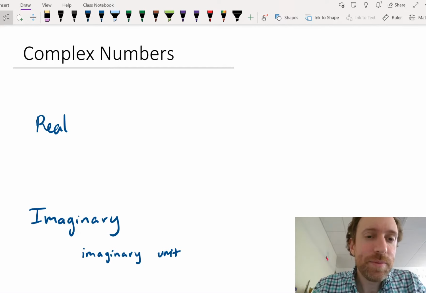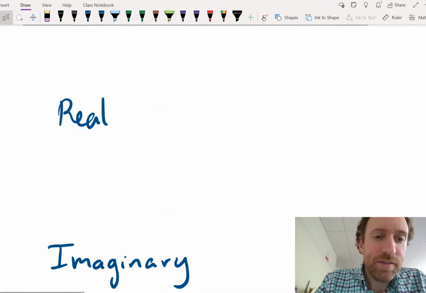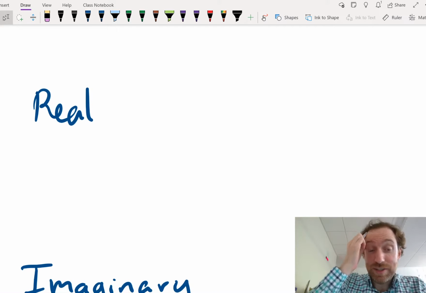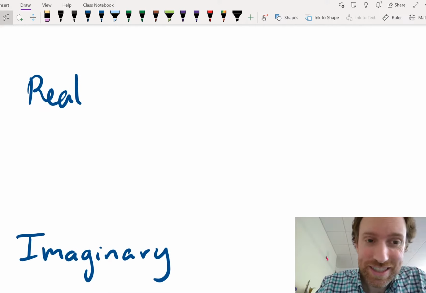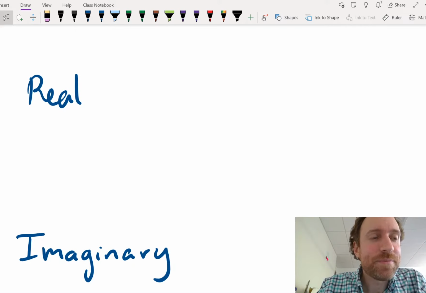Hello. Let's learn about complex numbers. First, we need to start by talking about real numbers. What is a real number? Do you remember what a real number is? Take a moment to think. Can anyone come up with a definition of a real number?